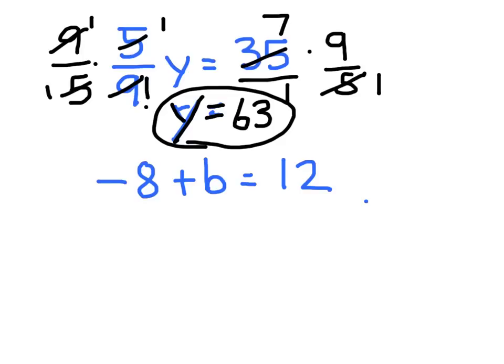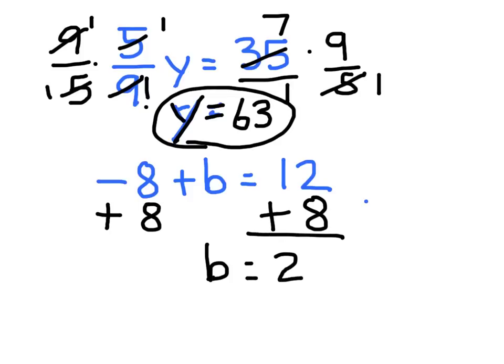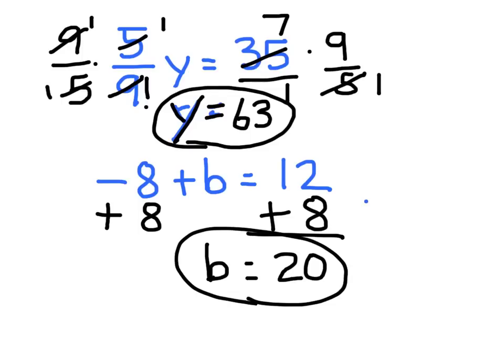And you can always check it. You can go 63 times 5, then divide by 9. You should get 35. All right, look at the next equation. Our variable is b, and -8 is being added to it. Since -8 is being added to b, let's do the opposite of adding a -8, which would be adding a +8. And so -8 plus 8 is 0, so I get b all by itself, and then 12 plus 8 is 20, so b equals 20 is the solution.